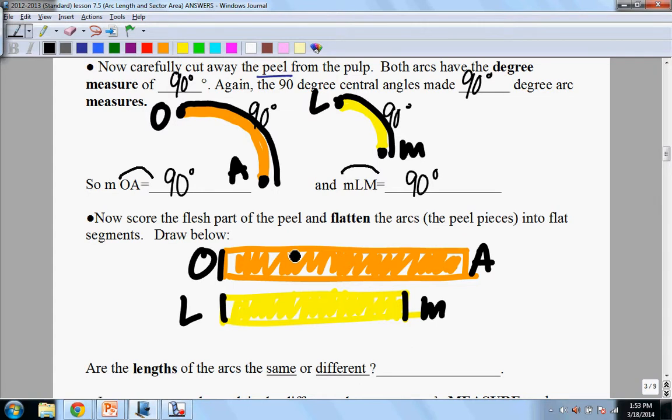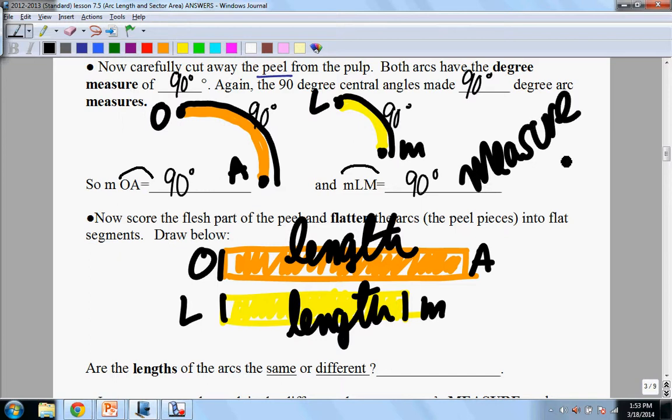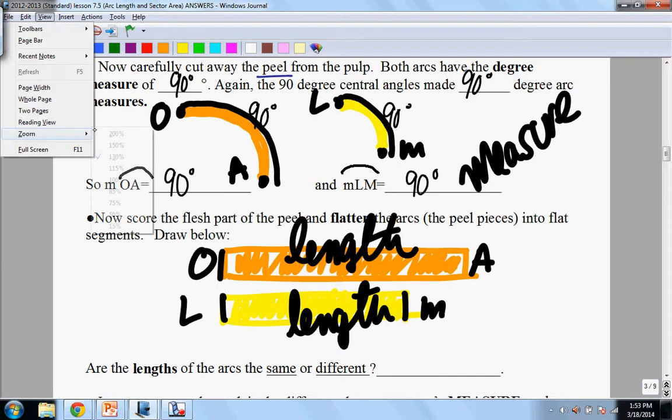Okay, now take a look up here. Write the word length. In the margin here, write measure. Here's the main question: how is it the measures are the same, but the lengths are different?